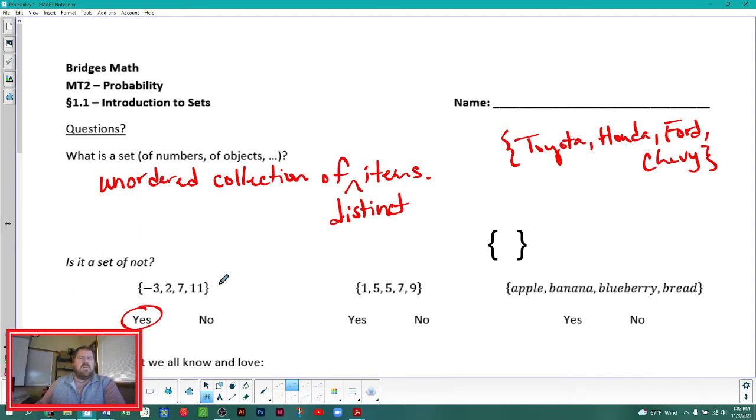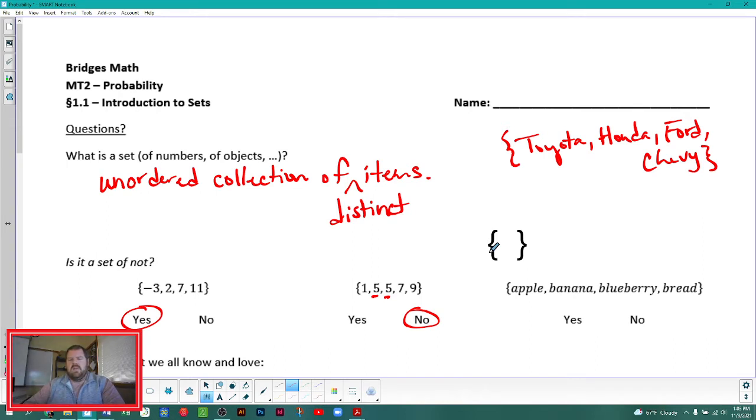So yeah, it fits. The next one, 1, 5, 5, 7, 9. This one is actually not a set because it is not a collection of distinct items. Because 5 is repeated, that in essence brings some order or some weight to the 5 that we don't want to know about. So it's not a set. Now, if we left out one of those 5s, then it would be okay. But since the 5 is repeated, it's no longer a set by the mathematical definition.